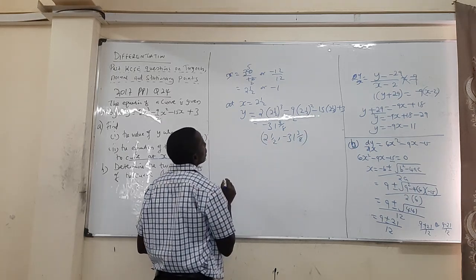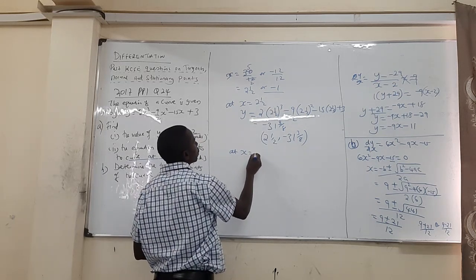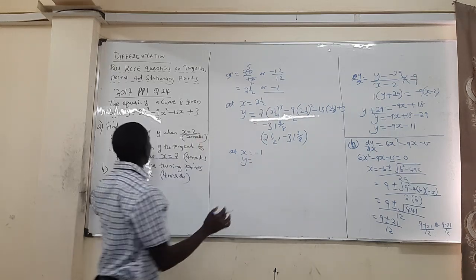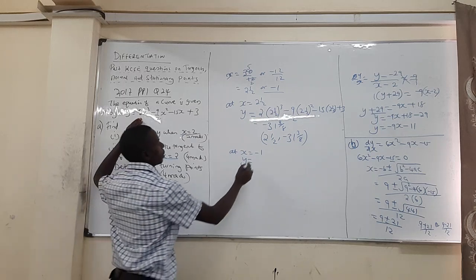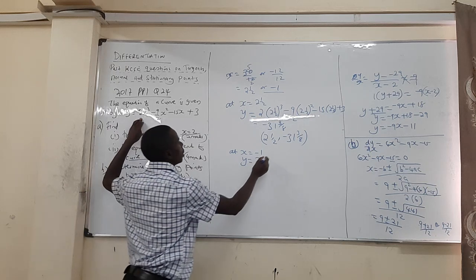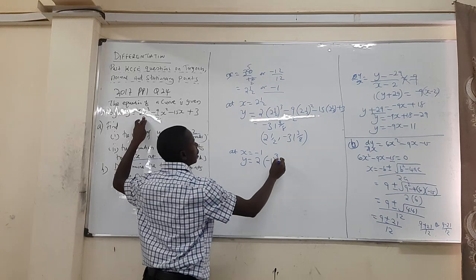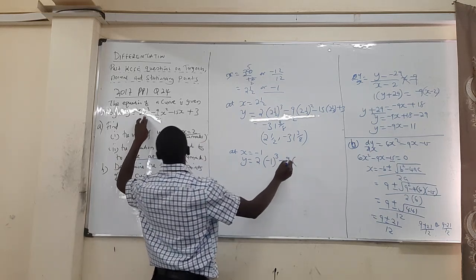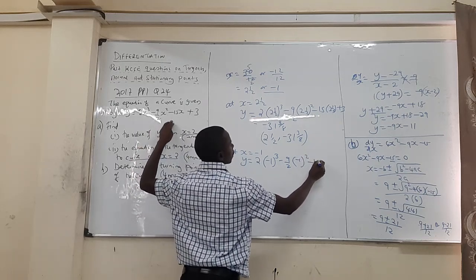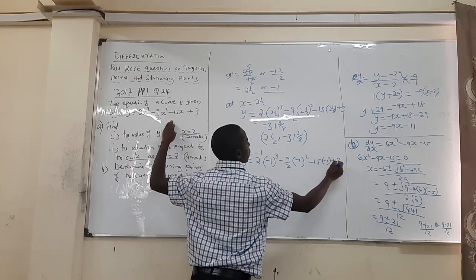So that is the first one. The second one is when x is equal to minus 1. So we do the same. At x equals minus 1, y will be, we use our equation of the curve. So we just substitute the values of x. So we get 2 times minus 1 cubed minus 9 over 2 times minus 1 squared, then minus 15 times minus 1, then plus 3.